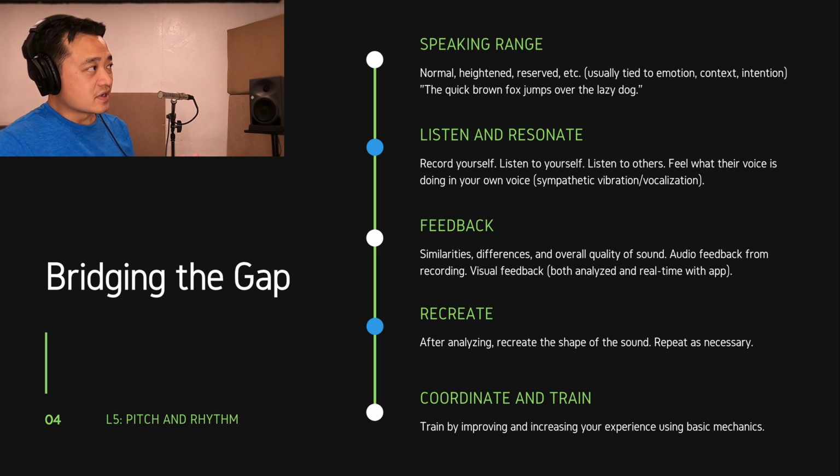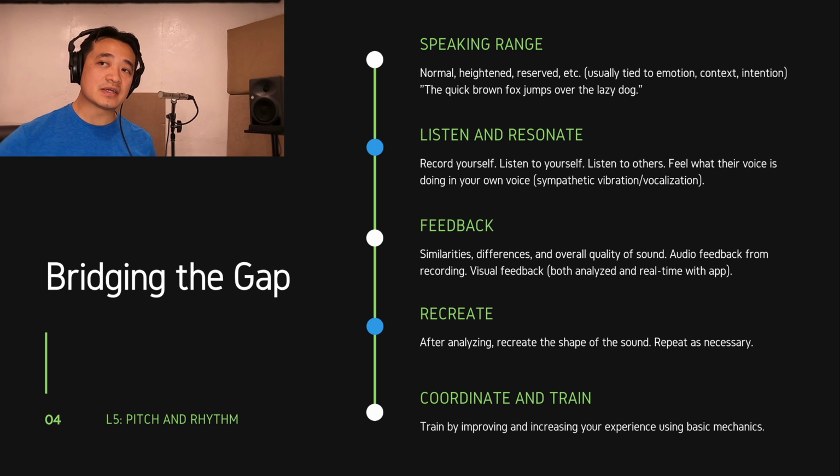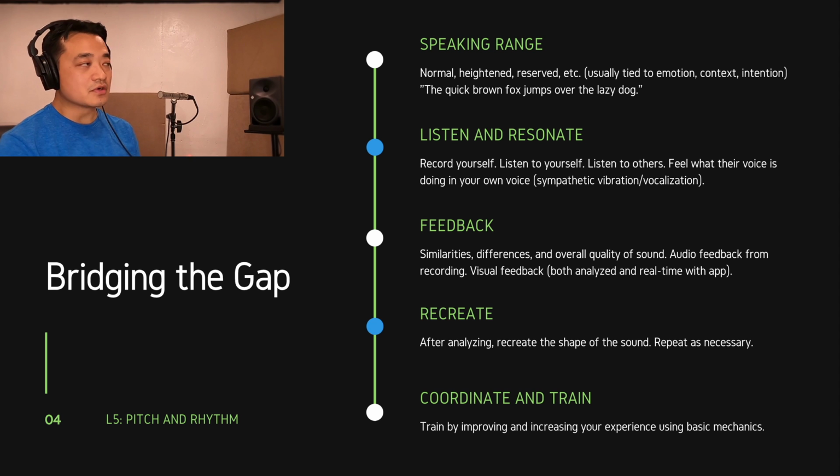I like using the phrase, the quick brown fox jumps over the lazy dog, because it uses all the letters and it has all the sounds within the context. So when you are finding your voice, you can definitely use that phrase, use whatever phrase you want, something that you're comfortable with, and say it in such a way where it feels normal, in such a way where it feels like it's heightened with a lot of energy, and then a way where it's very reserved and more relaxed in a sense. After that, I'd like for you to record yourself, listen to yourself.